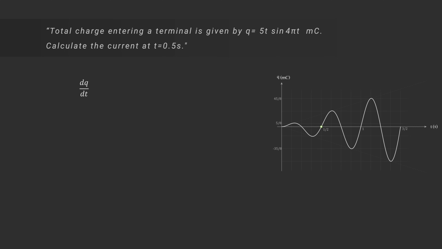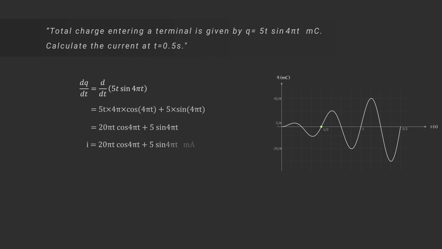For the curve in this problem, the derivative of the equation is dq by dt equals 20 pi t times cos of 4 pi t plus 5 times sine of 4 pi t. I won't go into the details of how to take derivatives here, that's something you will learn in calculus. But remember, dq by dt is just the rate of change of charge with respect to time, which we defined as the current. So this is actually the equation for current.